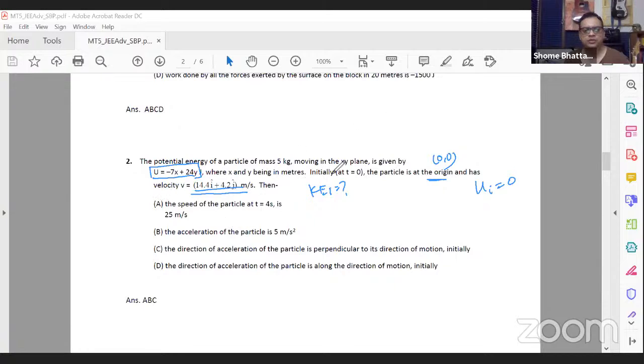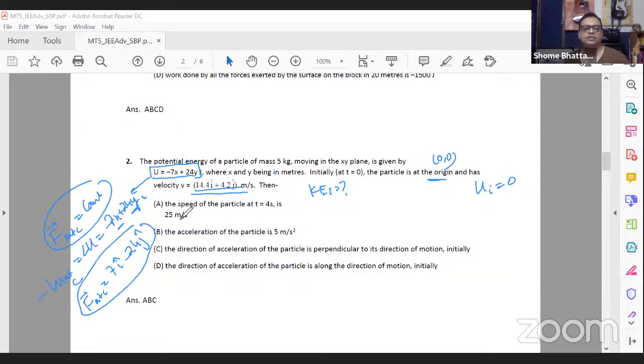Okay. So anyway, here you have to understand that if the potential energy is given by this formula, then the internal conservative force is constant, because minus of work done by internal conservative force, which is delta U, is like this: minus 7x plus 24y. Because it's linearly proportional to x and y, your internal conservative force is 7i cap minus 24j cap.